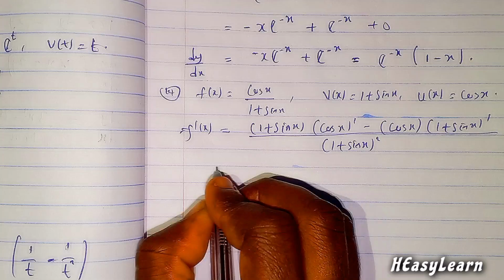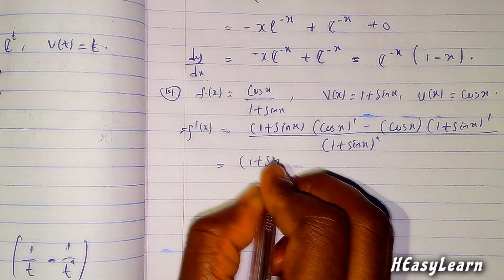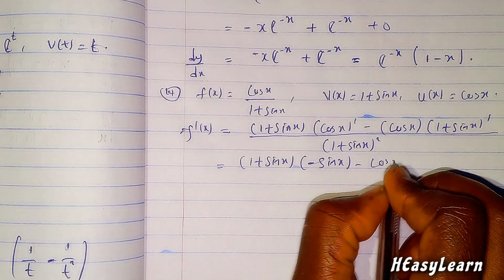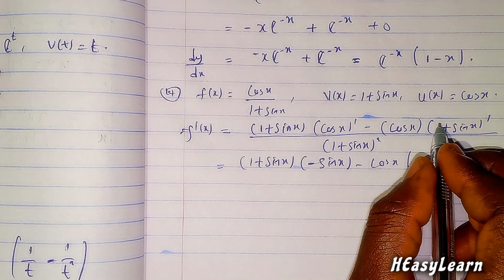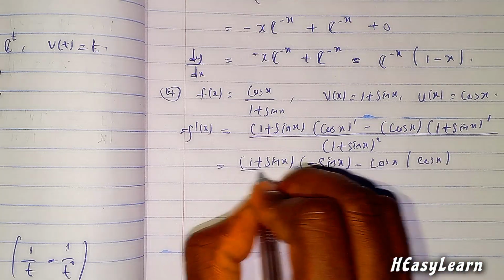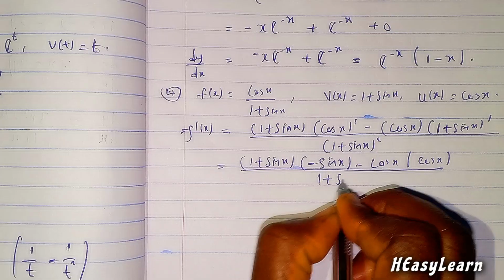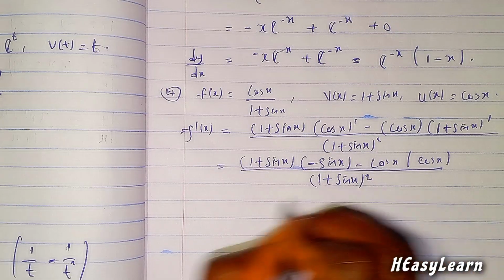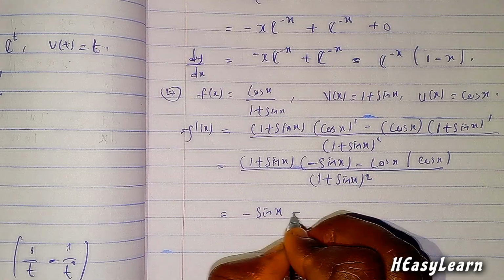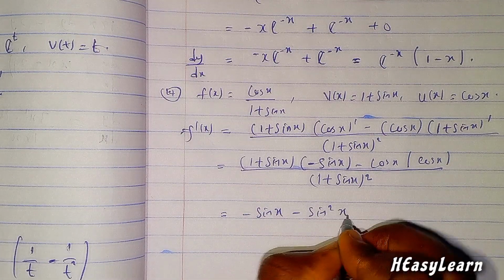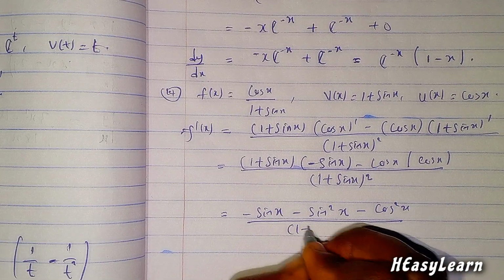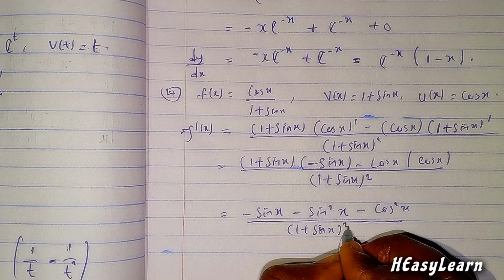This is the same thing as (1 plus sin x). The differential of cos x is minus sin x, minus cos x. The differential of 1 is 0. The differential of sin x is cos x. Divide by (1 plus sin x) all squared. This is the same thing as minus sin x minus sin x all squared minus cos squared x, divided by (1 plus sin x) all squared.